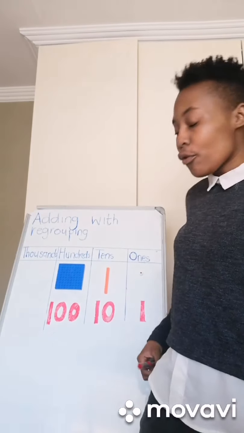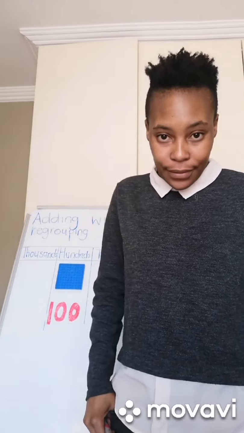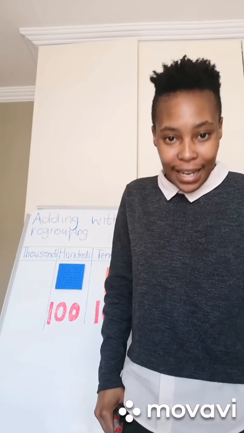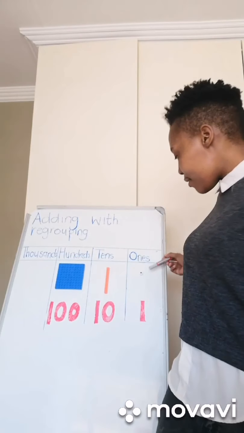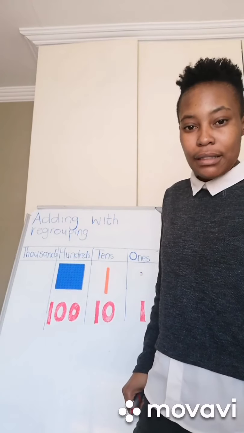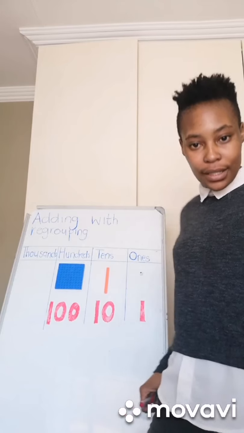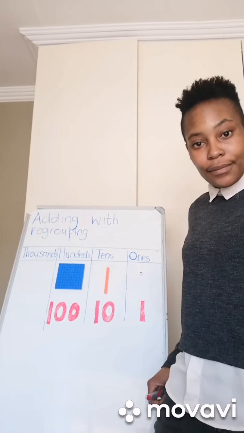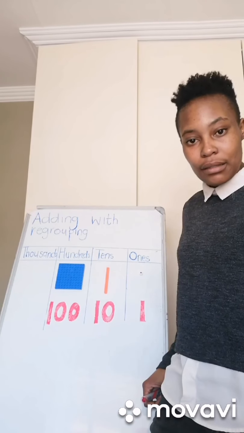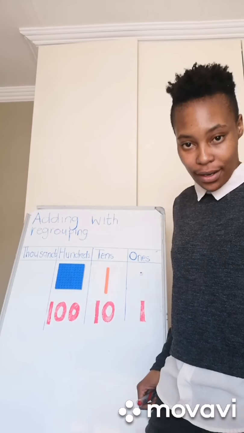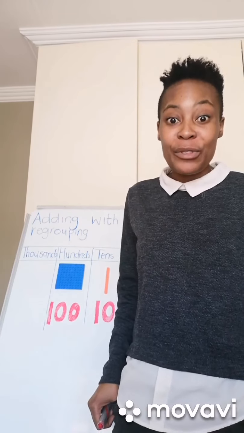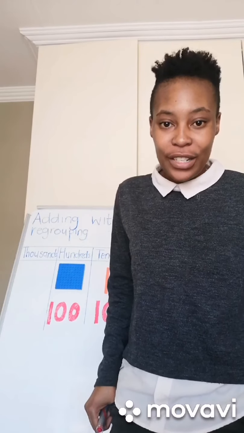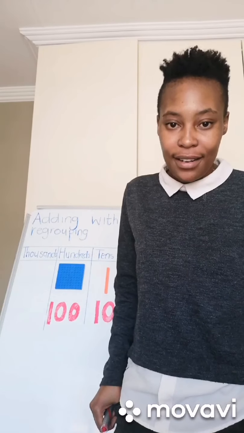So one orange block equals 10. We have another one, a small white one, which represents the ones, and one small white block equals 1. Okay, please remember that, because now we are going to move on to our calculation using the base 10 blocks.